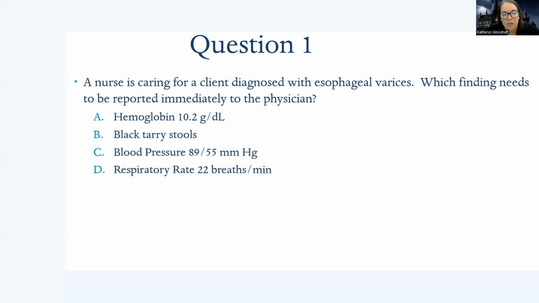So the blood pressure that low, there's really no reason for someone with esophageal varices, aside from if they're bleeding out, to have that blood pressure, but there are reasons for a patient to have a respiratory rate of 22. So that one to me, C, is most concerning, and it's the right answer.